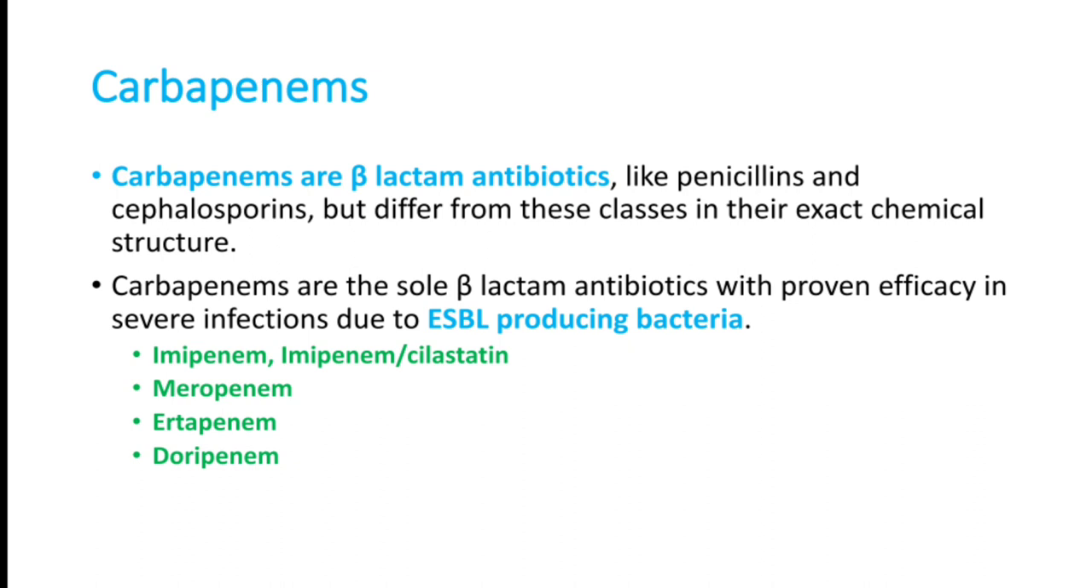Carbapenems are beta-lactam antibiotics like any other penicillins or cephalosporins, but they differ from these classes by their chemical structure. They can act against ESBL producing bacteria. We will see what is ESBL afterwards. The drugs coming under this class are imipenem alone or imipenem cilastatin combination, meropenem, ertapenem, doripenem. These are the four major drugs coming in this carbapenem group.